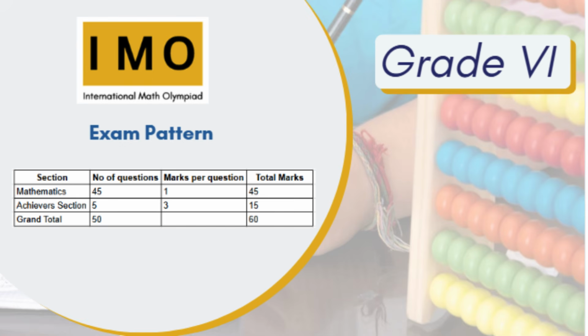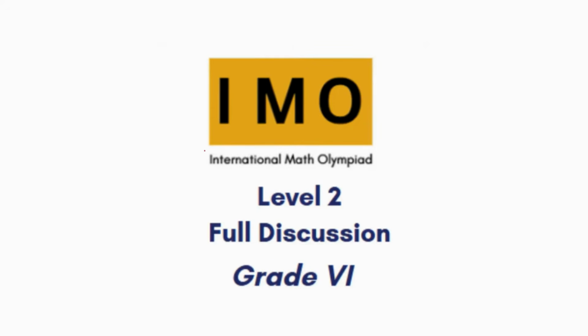So the total paper is comprised of two sections. One is 45 questions, 45 marks. The other is the achievers section, 15 marks, 5 questions, and hence making it a total of 60 marks for the entire paper. So let's start.